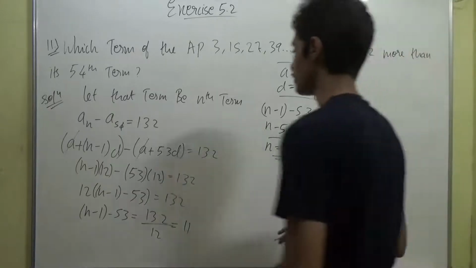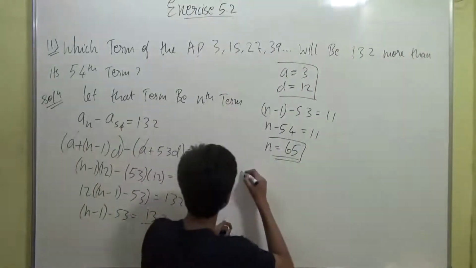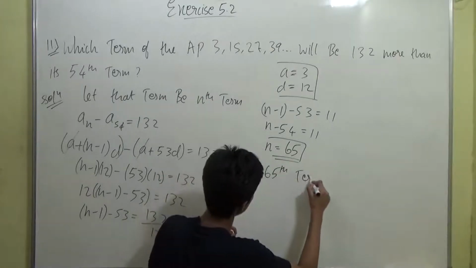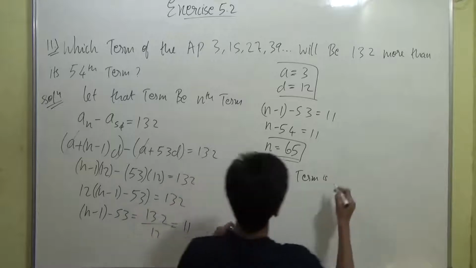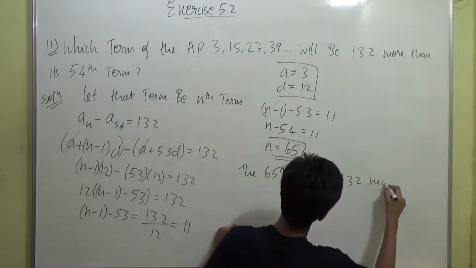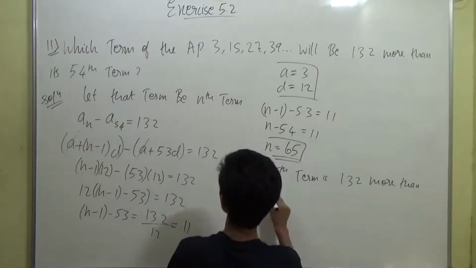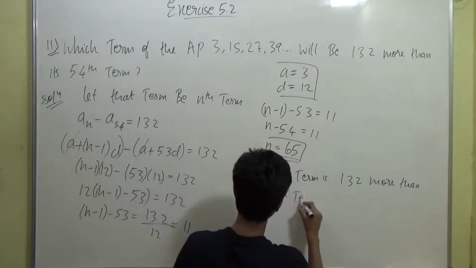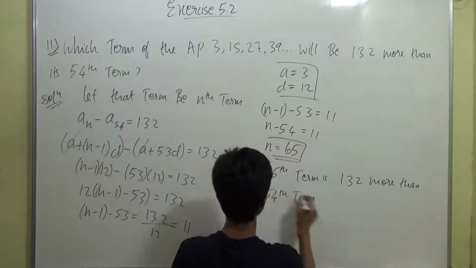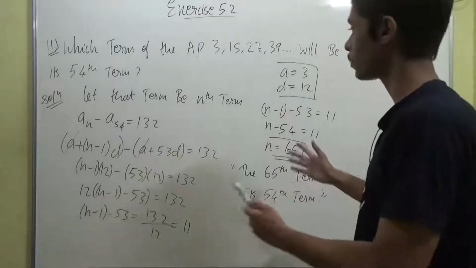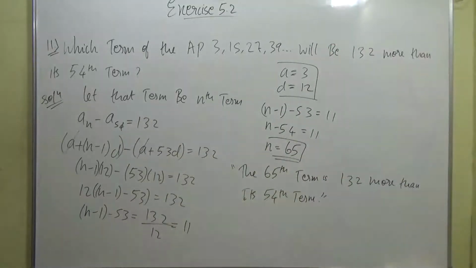We can write it down here if you want: the 65th term is 132 more than its 54th term. This is your final conclusion. Now you can take the screenshot. I hope you understood this. It's quite easy itself. After this, let's go to question number 12.